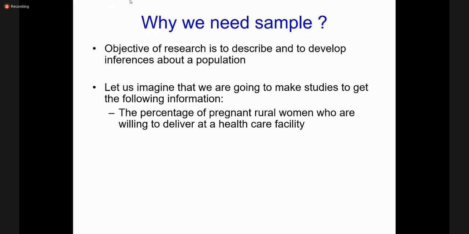So first we need to understand why we need sampling. The objective of each research project is to describe and to develop inferences about a population. When we plan research, our ultimate purpose is to apply the findings or draw the inferences about a large population, which is scattered at a large geographical area, or a huge population.